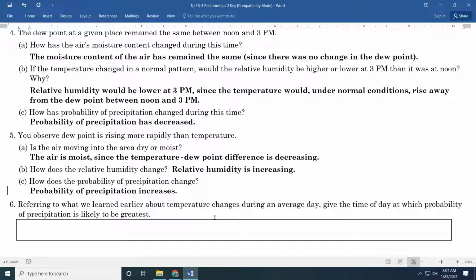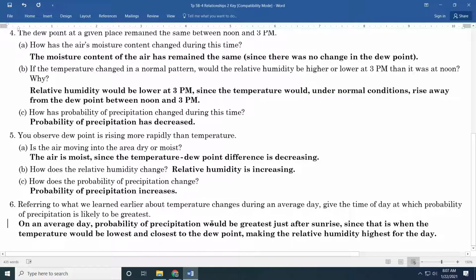The most likely time where you're going to get precipitation is when the temperature and the dew point are closest. So the temperature has to come down closer to the dew point. So the most likely time for precipitation is when the temperature is at its lowest point and therefore likely to be closest to the dew point. So it's coldest typically just after sunrise because that's when the temperature is going to be closest to the dew point.